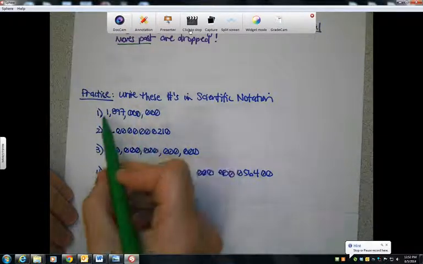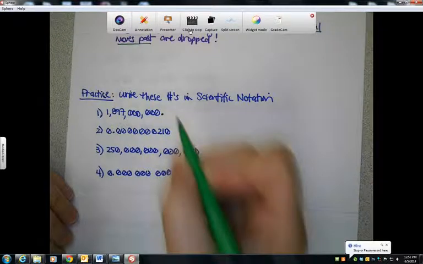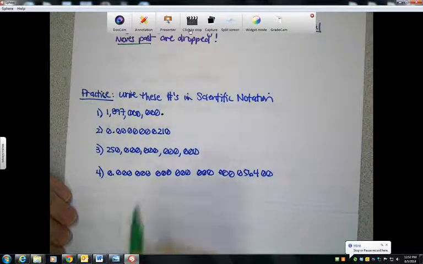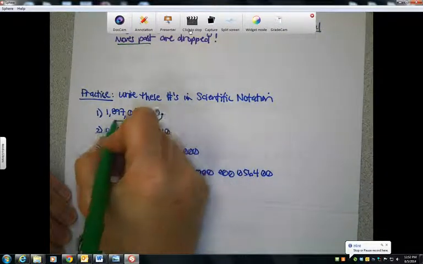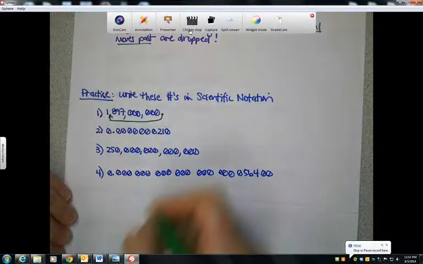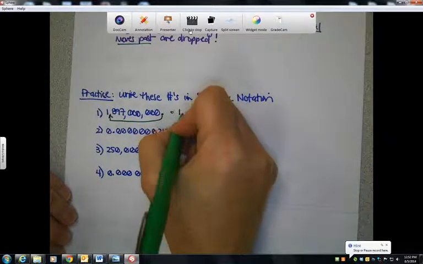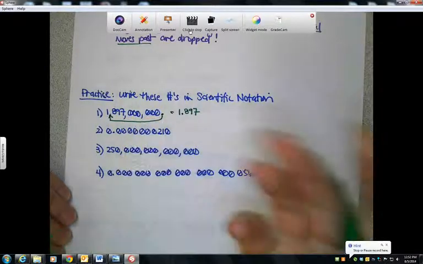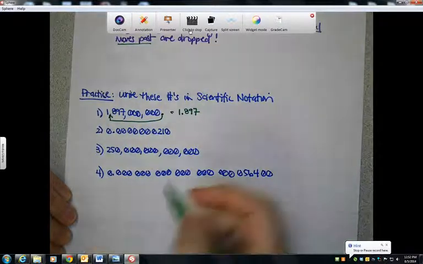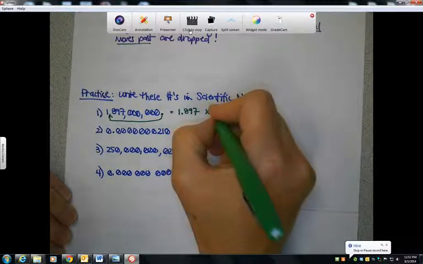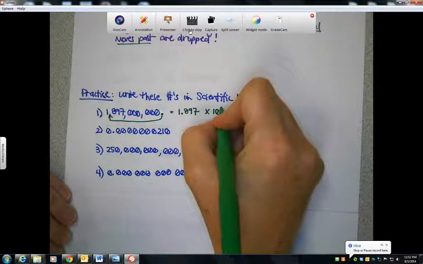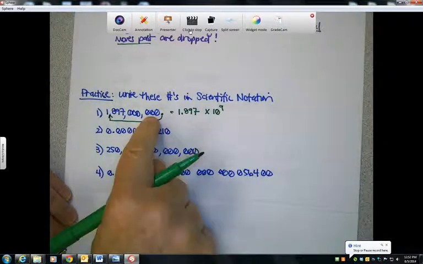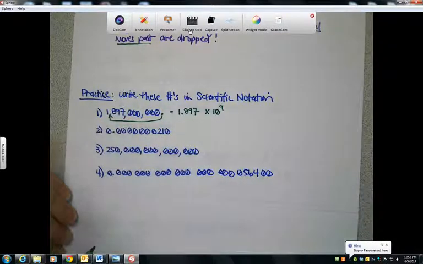So if we're going to write this number in scientific notation, we'll assume there's a decimal at the end of the number, and we will move that decimal to just past the first non-zero digit. So we're going to get 1.897, drop those zeros because we moved the decimal past them, times 10 to the ninth. 1, 2, 3, 4, 5, 6, 7, 8, 9.